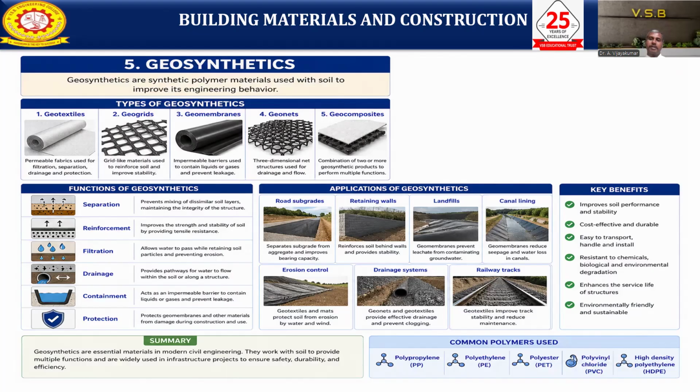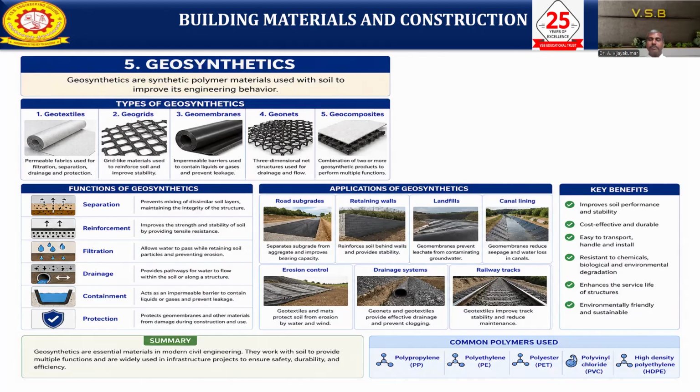Geomembranes are like a sheet. They are impermeable barriers. Water, moisture, gases and liquids are not able to penetrate into the ground surface, which prevents leakages. You can use geomembranes for this.